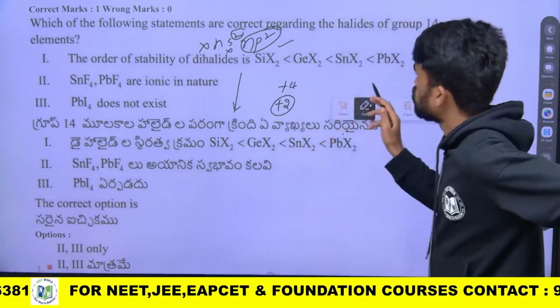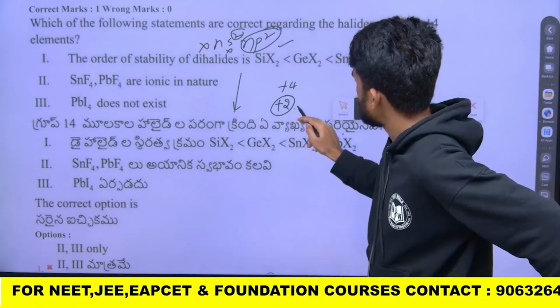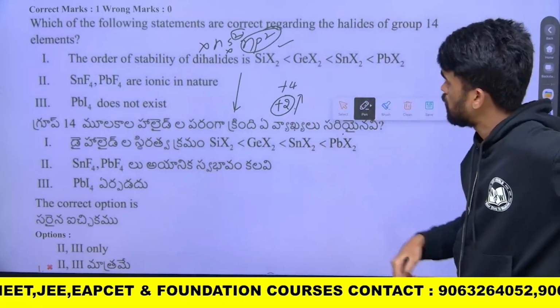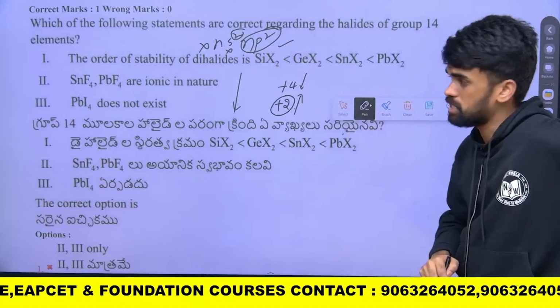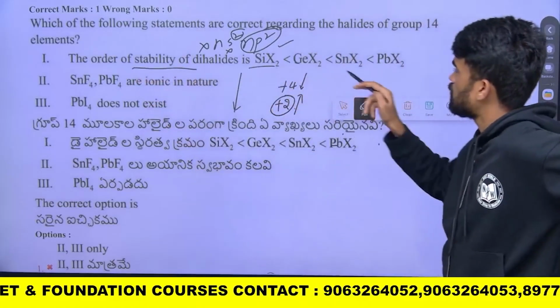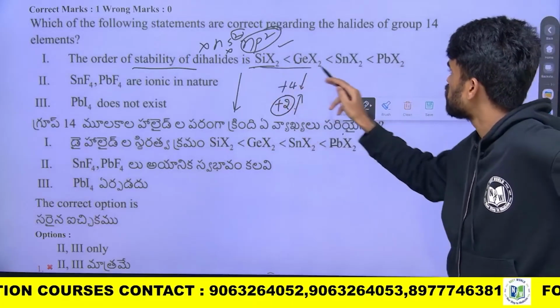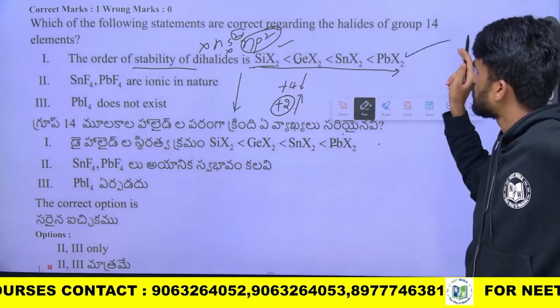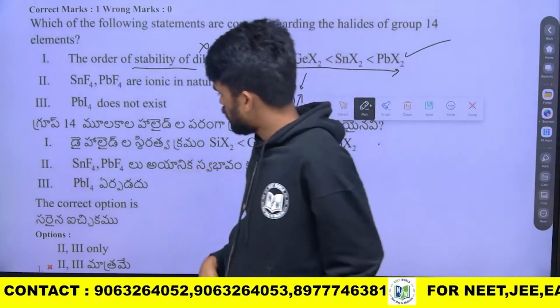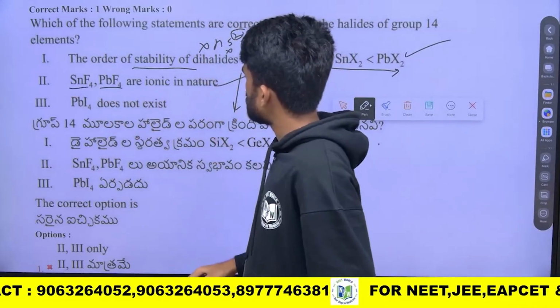That's why, if we see, +2 oxidation state stability increases down the group, and +4 oxidation state stability decreases. Down the group these are the elements: carbon, silicon, germanium, tin, lead. So down the group their +2 oxidation stability increases. This is correct. And here both are ionic in nature.